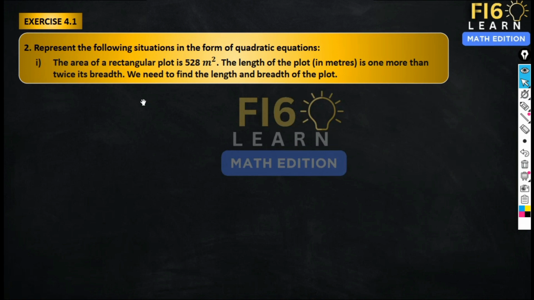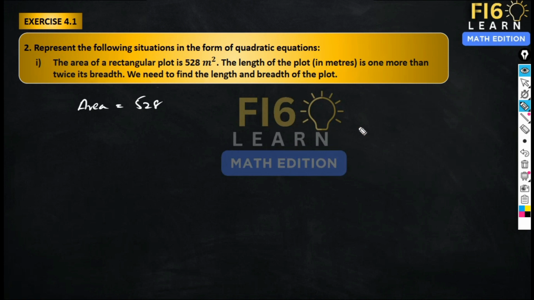We have the area of a rectangular plot is 528 meters square. So here the area is given, every line whatever you see just write so that you will get an idea. Area of rectangular plot. And the length of the plot is 1 more than twice its breadth.